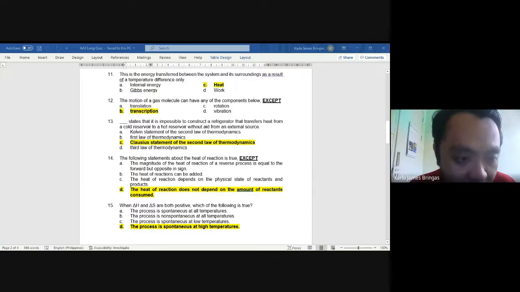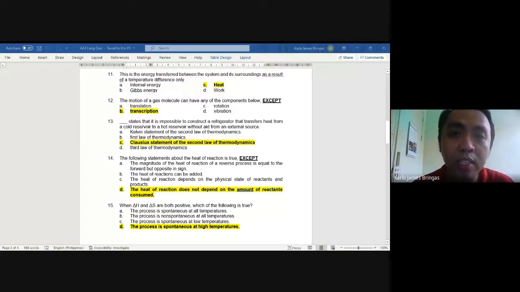So in here, it's already highlighted, letter D. Actually, the heat of reaction depends on the amount of reactants consumed. You might recall in our Hess's law discussion, if I multiply all of the quantities in the thermochemical equation by 1/2, let's say, so if I have the reactants, delta H will also be halved. So the heat of reaction is actually dependent on the amount of the reactants.